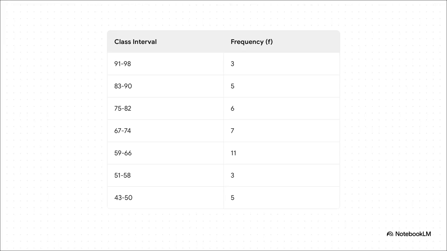And here's what we get. This is our frequency distribution table. And just like that, the chaos is gone. We can see at a single glance that the biggest group of students, 11 of them, scored somewhere between a 59 and a 66. A clear pattern just jumped right out at us, a pattern that was completely invisible before. Now that's the power of just a little bit of organization.